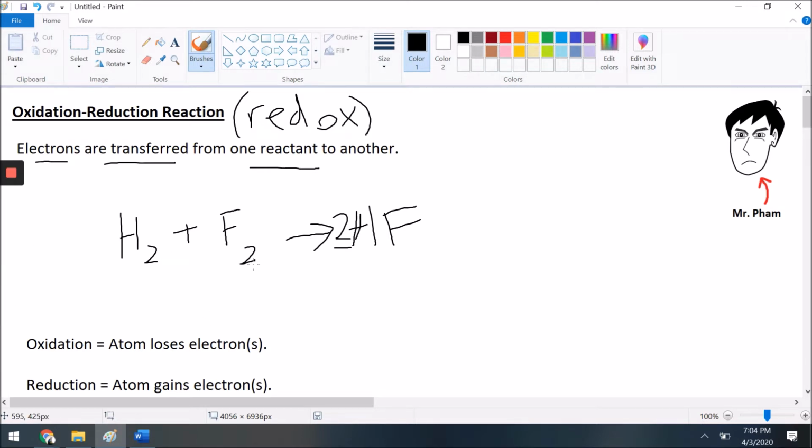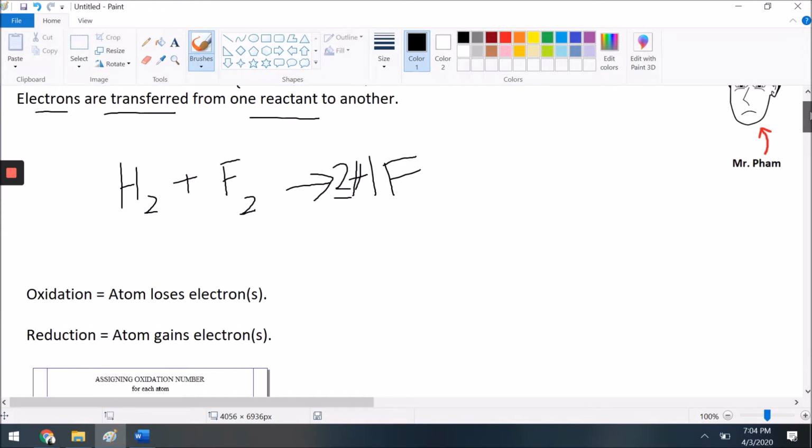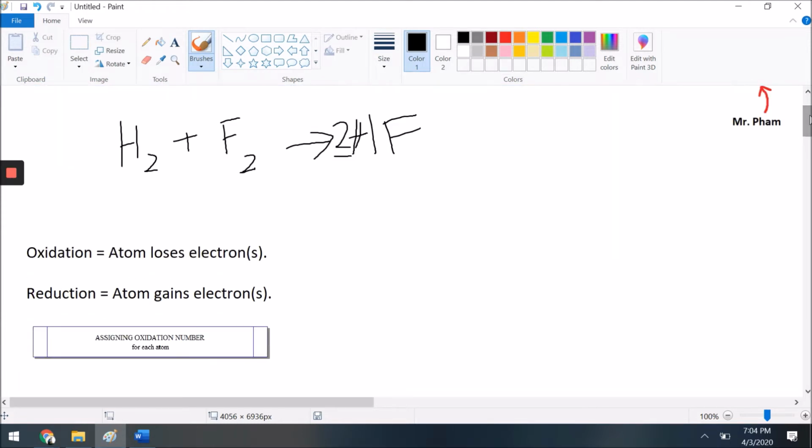At the same time, we can determine if it's a redox reaction, in other words, if there are electrons being transferred from one reactant to another. So how do we do that? Before we determine if it's a redox reaction, we need to understand some terms. Oxidation means when an atom loses electrons. Reduction means when an atom gains electrons.